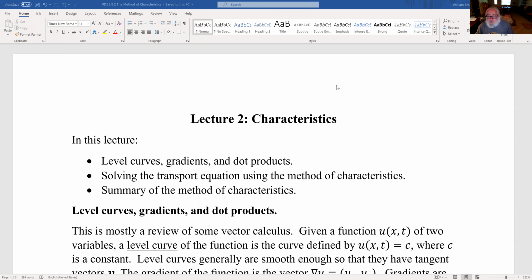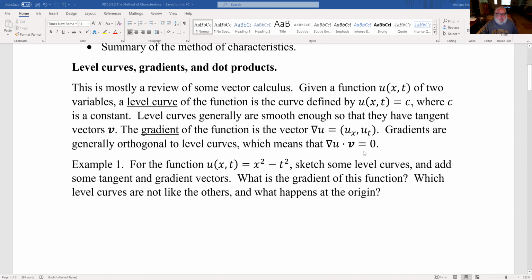Okay, so now we will talk about the method of characteristics and how to solve certain PDEs using this. We'll talk first about level curves, gradients, and dot products, and then talk about the transport equation using the method of characteristics, and then summarize that. So level curves, gradients, and dot products, some vector calculus stuff.